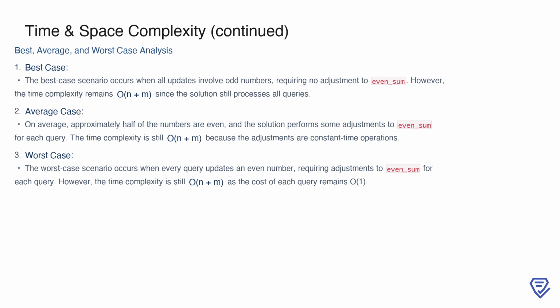In the worst case, every query updates an even number, requiring adjustments to even_sum after each query. Even in this scenario, the time complexity does not exceed n plus m, as the per-query cost is still O(1). This consistency across all cases highlights the robustness of the algorithm's efficiency.